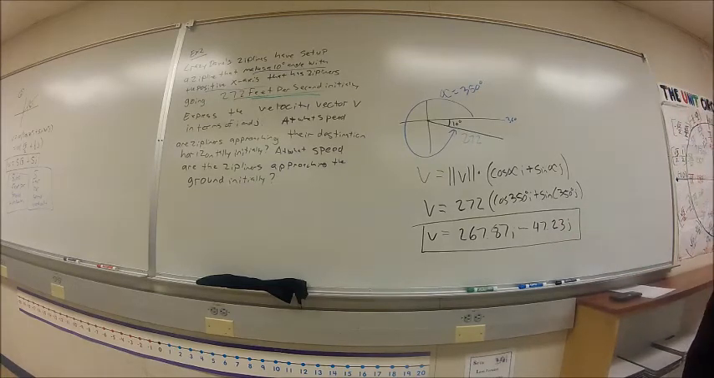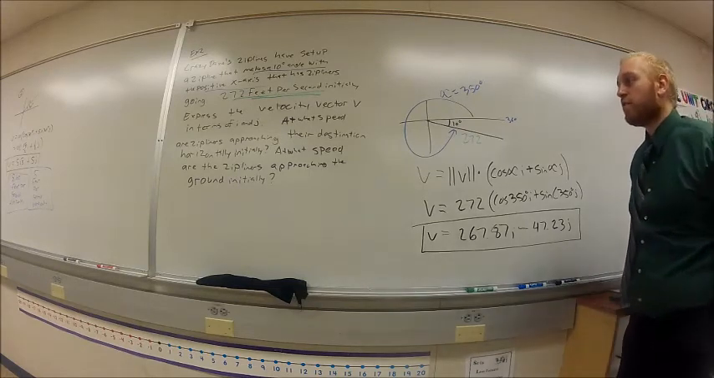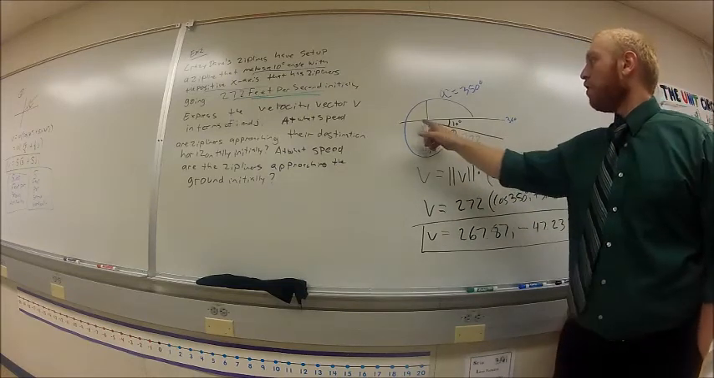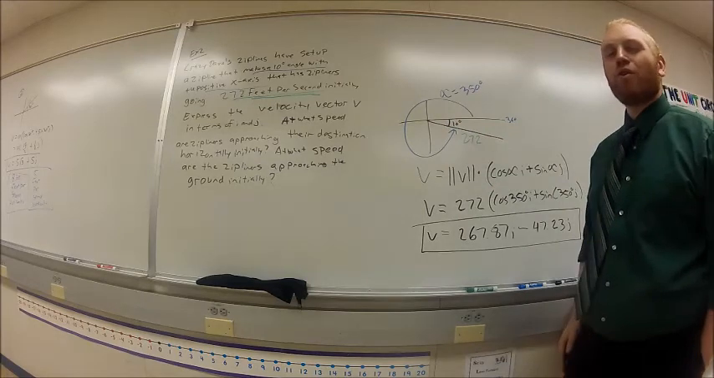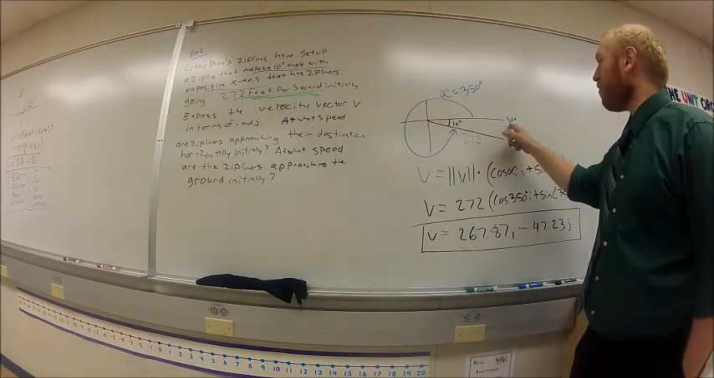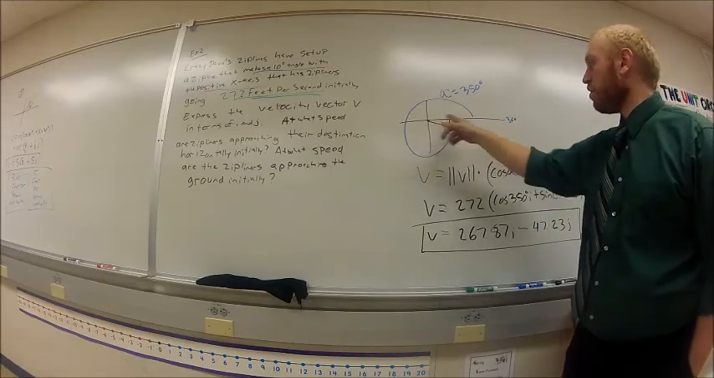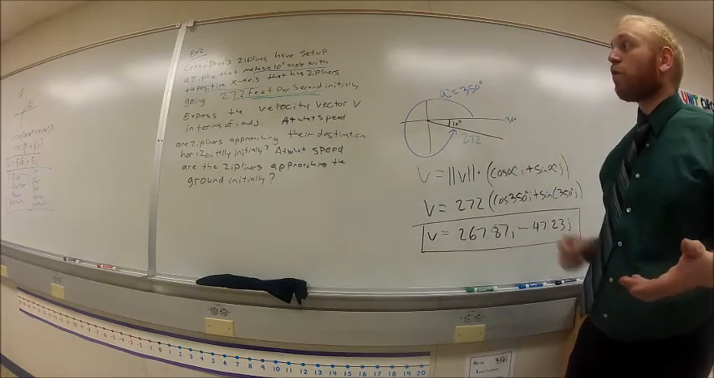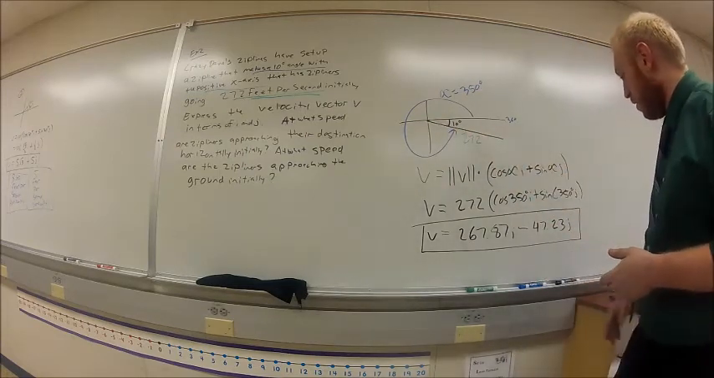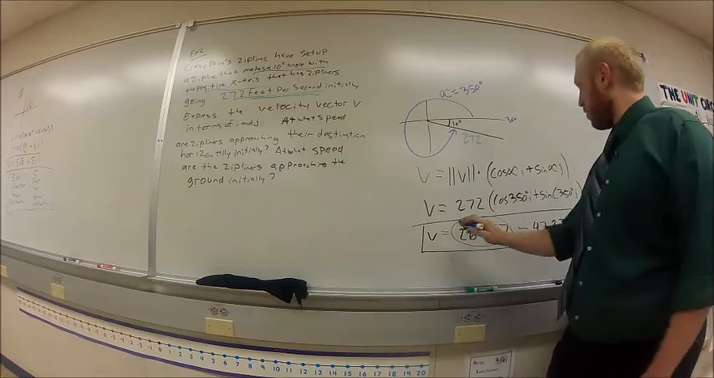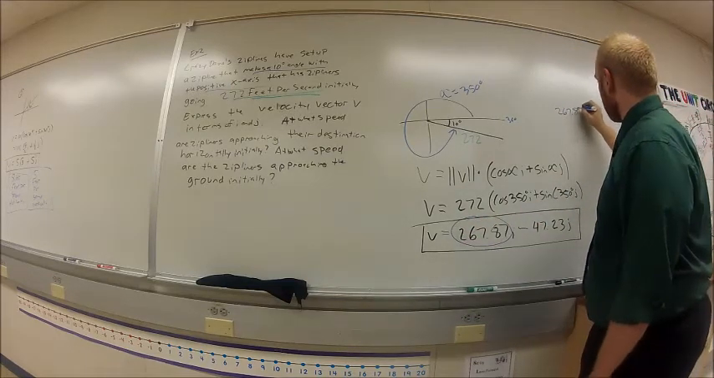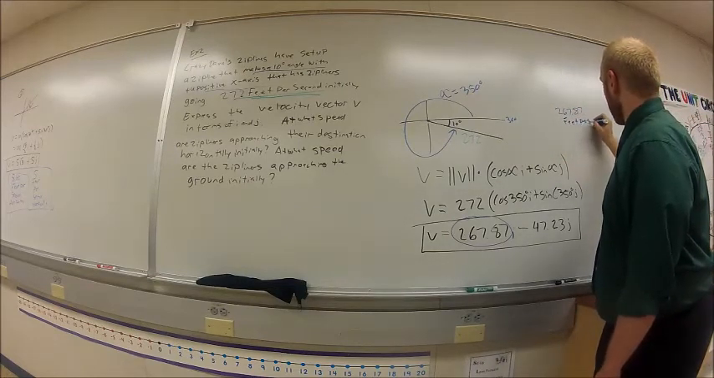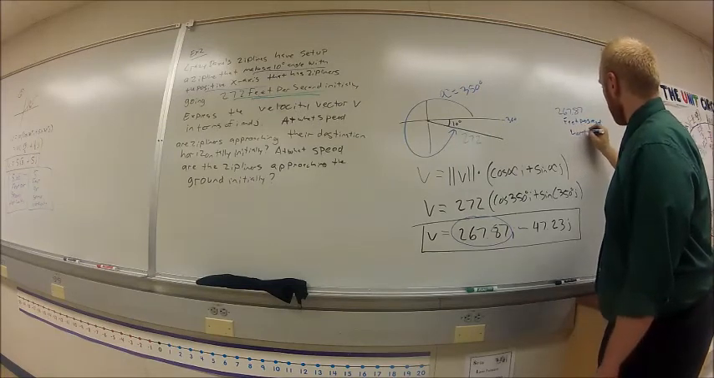Now, let's answer the rest of it. It said, at what speed are the zipliners approaching their destination horizontally? When they ask questions like that, you don't even get to see the word horizontal, because that's what they're implying by at what speed are they approaching their destination. They're talking about the horizontal distance. If they wanted to talk about the speed on the zipline, that's what we started with. Well, we need to look at the horizontal speed. The horizontal speed is right there. So we know that it's 267.87 feet per second. Horizontal.